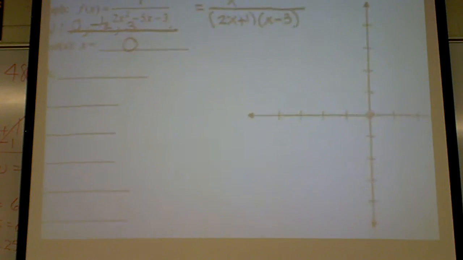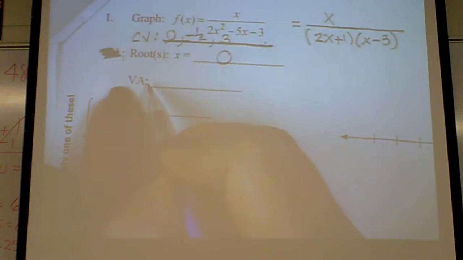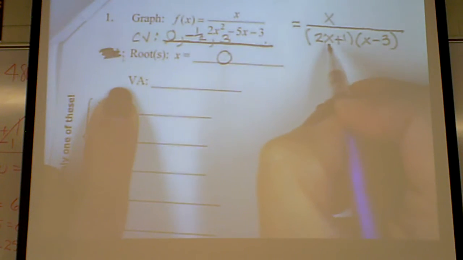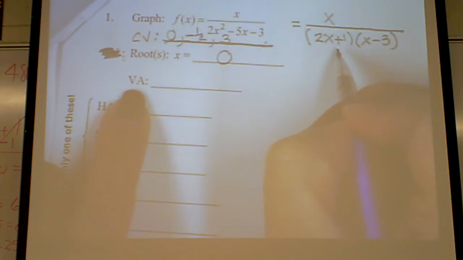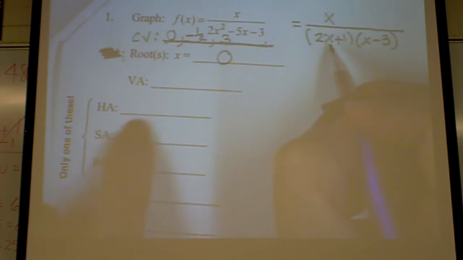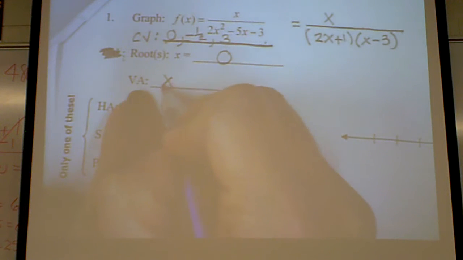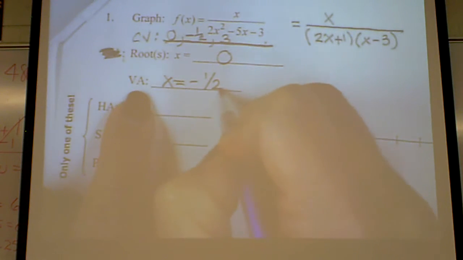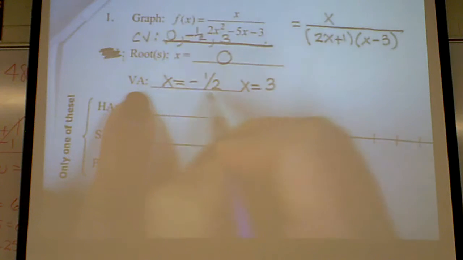Okay, next thing. Your vertical asymptotes, she told you about how to do those. What you do is you set your denominator equal to 0, and you are going to give me the vertical asymptotes. Your graph will never, ever cross a vertical asymptote. Think of it as a fence. You can't go past that. So what are your two vertical asymptotes? Negative 1/2 and 3. I want you right here, make sure you have x equals.